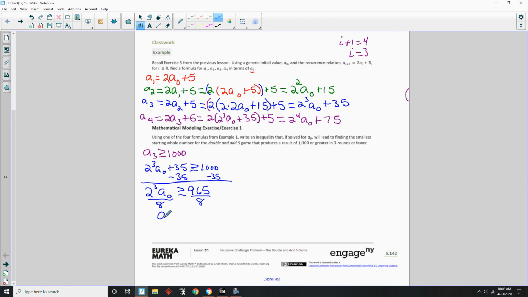So a sub 0 has to be greater than or equal to, 8 goes into 9 once, the remainder of 1. 8 goes into 16 twice. 8 will not go into 5, but 8 goes into 50 6 times. 6 times 8 is 48 with a remainder of 2. 8 goes into 20 2 times with a remainder of 4, and there we go. So a sub 0 is greater than or equal to 120.625.